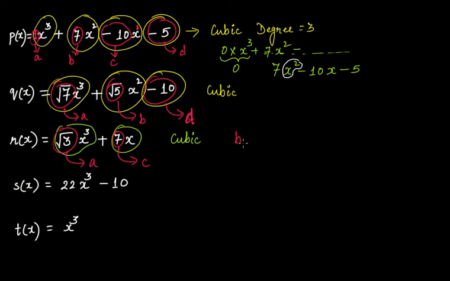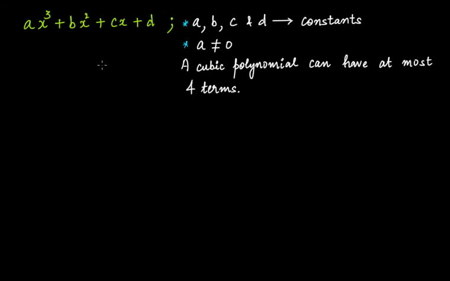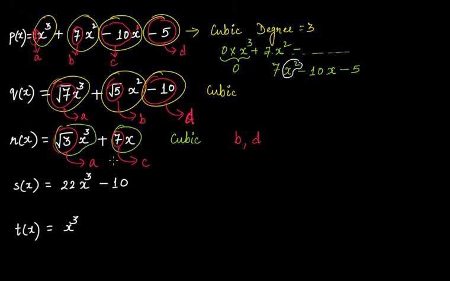You have b and d missing, because if you compare with this expression, ax cubed plus bx squared plus cx plus d, here you don't have an x squared term. So your b is 0, and then d is 0, because here you don't have any constant. That means it's actually plus 0. Therefore your d is 0.